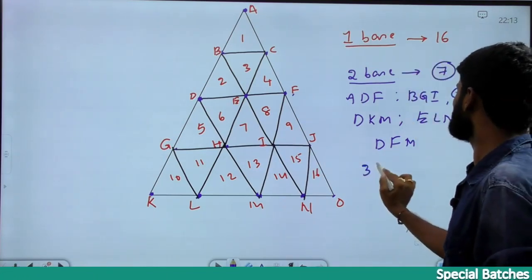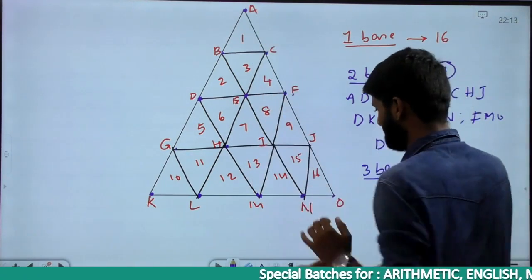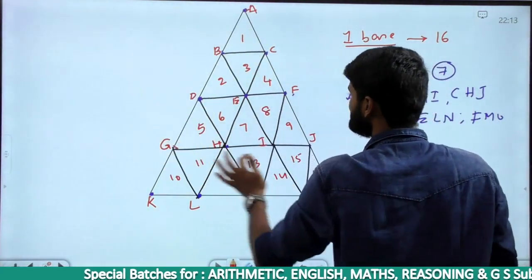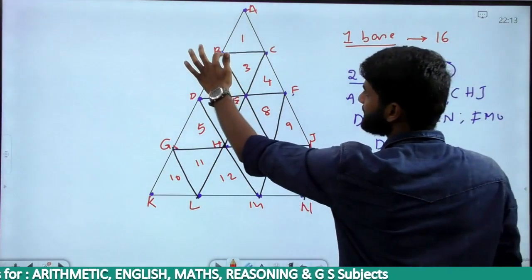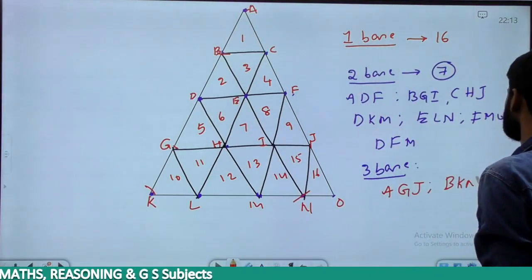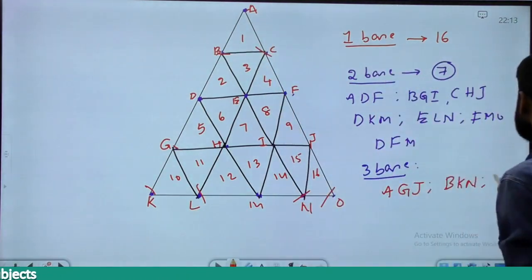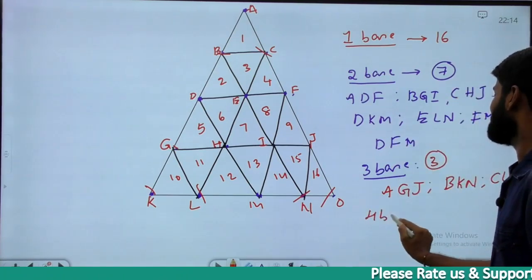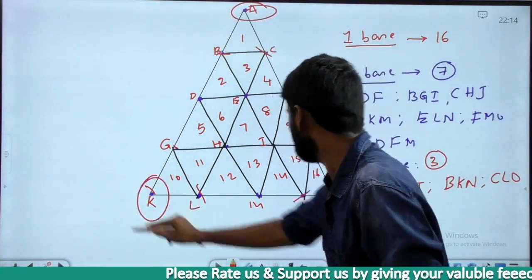Then move on to counting how many 3-base triangles there are. A 3-base triangle starts with A, guys. That means A, G, J. Next one, B, K, N. So one more 3-base triangle. Next, you can concentrate on C, L, O. So in total we have 3 three-base triangles. And finally, the 4-base triangle is the bigger one, which is A, K, O.